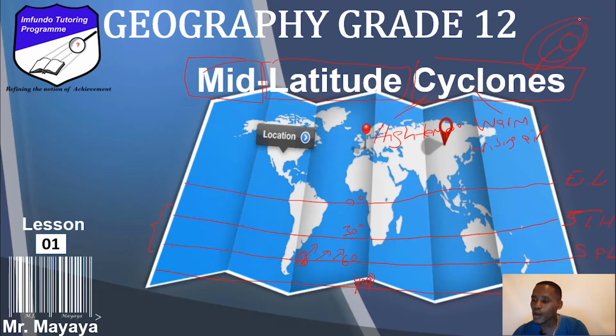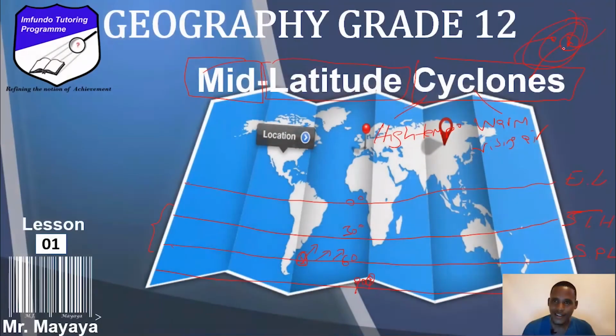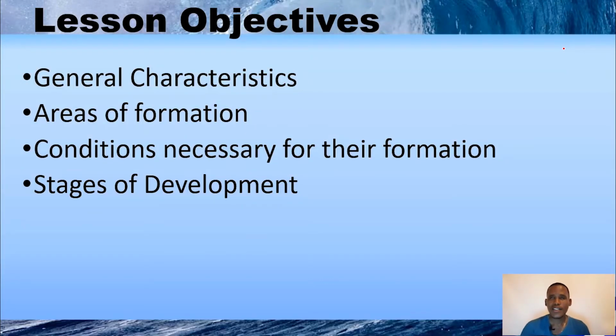Then the last characteristic I'm going to remind you of is that on the low pressure system, we're going to have inward clockwise circulating air. So air circulates in a clockwise direction in the southern hemisphere, otherwise in the northern hemisphere it would circulate in an anti-clockwise direction. Remember now. Good.